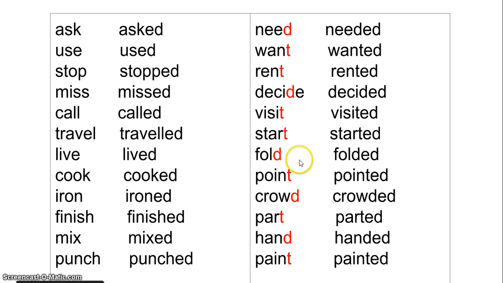All right, let's look at this group of verbs. And you'll notice there's something special about these verbs. They have two things in common. So again, I'm going to pronounce the base form and then the past tense form. And I hope you'll notice that there's a bigger difference here between the two. So let's listen. Need, needed. Want, wanted. Rent, rented.